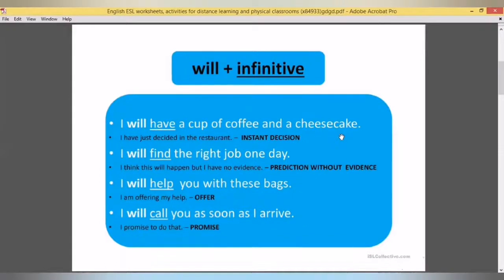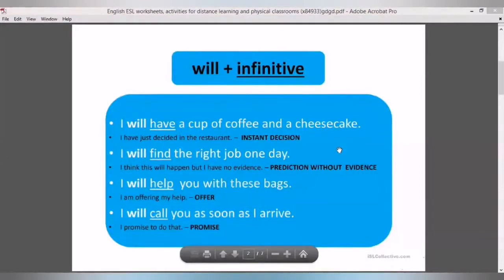And as we said, predictions without evidence. I will find the right job one day. But you don't have any evidence. You have not planned for this. You're just saying it. And if you want to express an offer, like, I will help you with these bags, this is another time that you need to use the will construction. And we have also the promise. Now, concerning these two, you are not obliged to know them. As I told you, these are extra information.